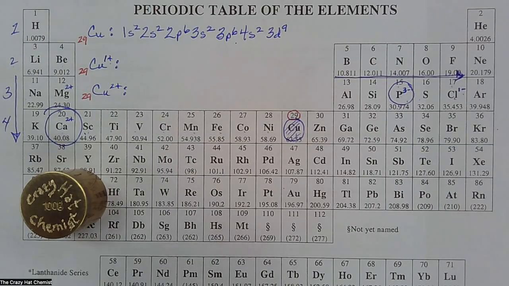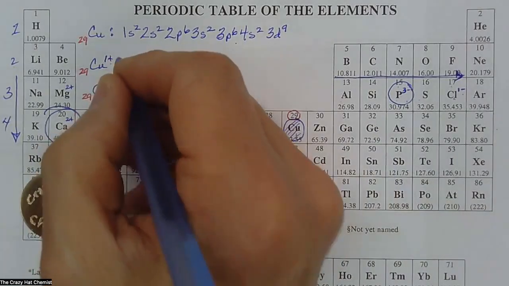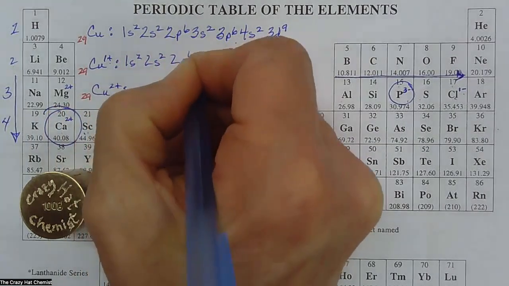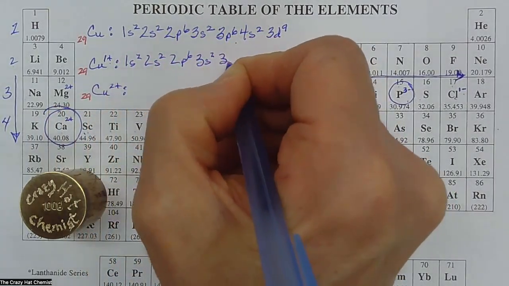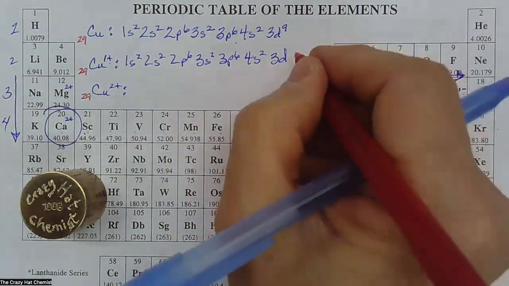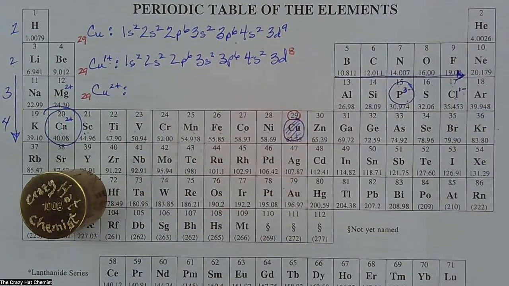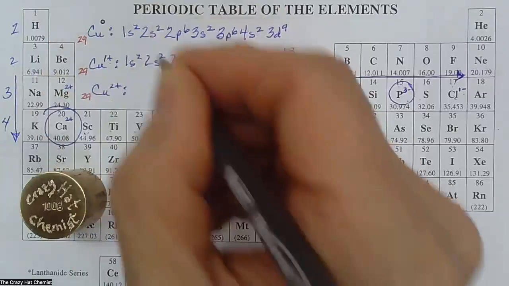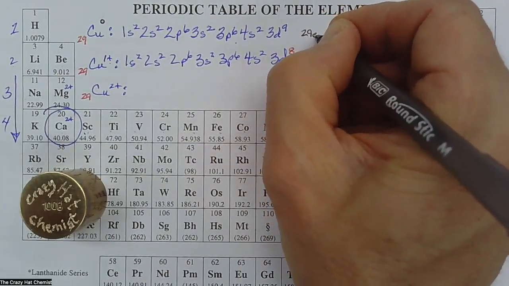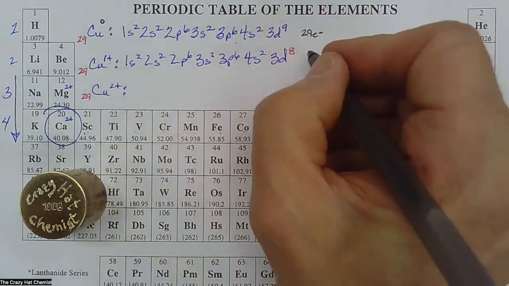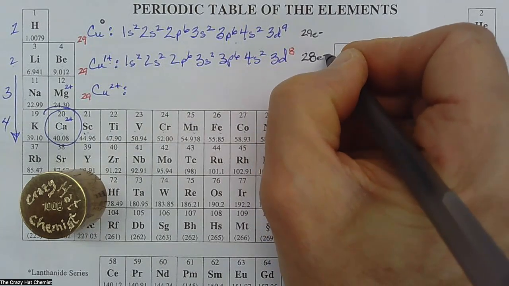All right, so let's do the electron configuration for the copper 1+ ion. This is the cuprous ion. So that is 1s2, 2s2, 2p6, 3s2, 3p6, 4s2, and 3d, one less electron, so that is 8. Okay, let's write out the total number of electrons here for the copper atom. This has 0 charge, copper atom, and there are 29 electrons. How many electrons in the cuprous ion? That would be 28 electrons. Okay, so we're going to keep that in mind.